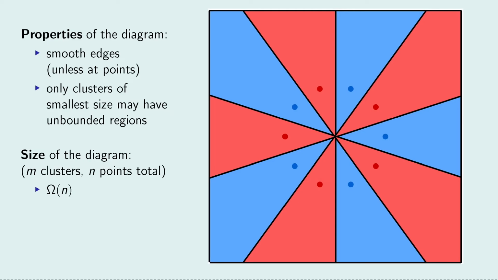Regarding the size of the diagram, we show two simple worst-case lower bounds, assuming that we have m clusters and n points in total. An omega of n lower bound can be derived by constructing two clusters of n half many points each, all lying on a common circle. The points are equally spaced and alternate between the clusters. In this case, the min-sum Voronoi diagram has linear many faces.